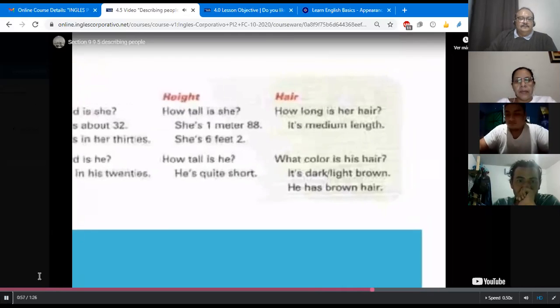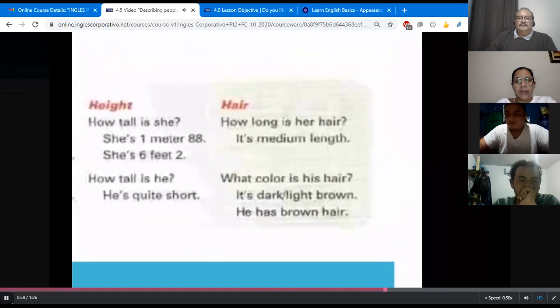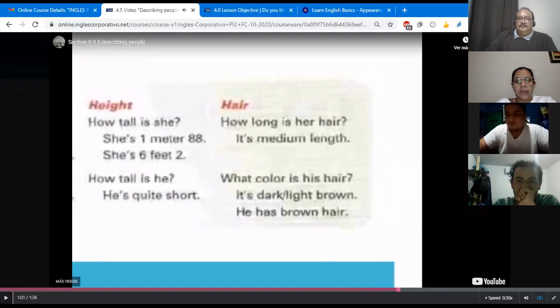Hair. How long is her hair? It's medium length. Medium length is probably to the shoulders, right, for women? Yes, this is medium. So you have short, probably to the neck, a little bit lower than the ears. Middle would be maybe the shoulders. And then if you go down, it's long, right?